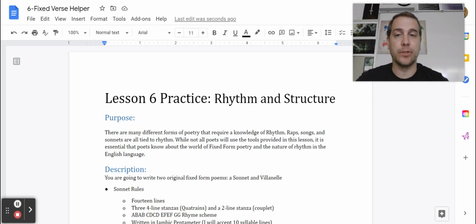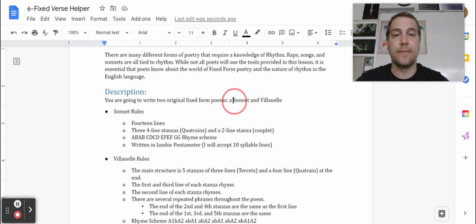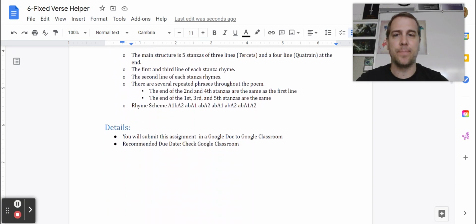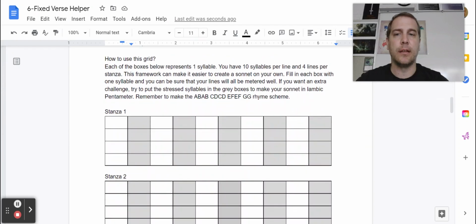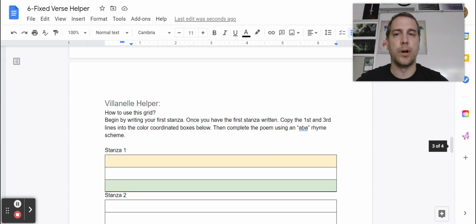Not all poets will use this, but they should be aware of this form of poetry. And so the general assignment is you're going to write 2 fixed form poems, a sonnet and a villanelle. And I have the rules of the sonnet and the villanelle here. But more importantly, if you scroll down the paper, I have 2 little frameworks to help you out in writing your 2 poems, right?